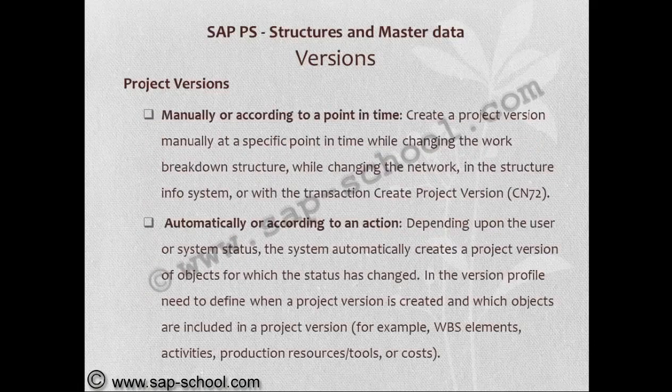Manually, or according to a point in time, means creating a project version manually at a specific point in time while changing the work breakdown structure, while changing the network, in the structure information system, or with the transaction Create Project Version, that is CN72. Automatically, or according to an action, means that depending upon the user or system status, the system automatically creates a project version of the object for which the status has changed. In the version profile, we need to define when a project version is created and which objects are included in a project version, for example WBS elements, activities, production resource tools, costs, etc.